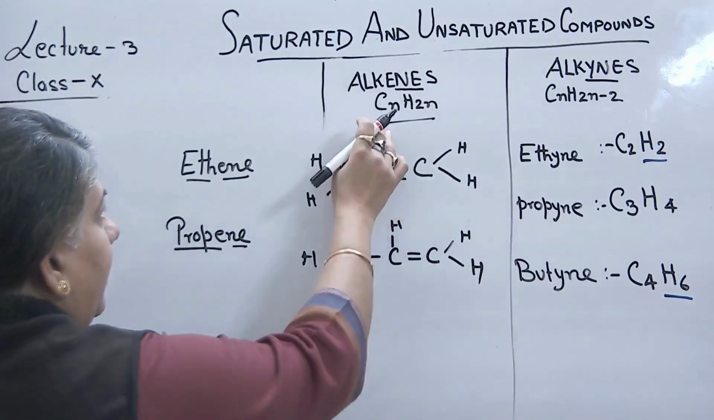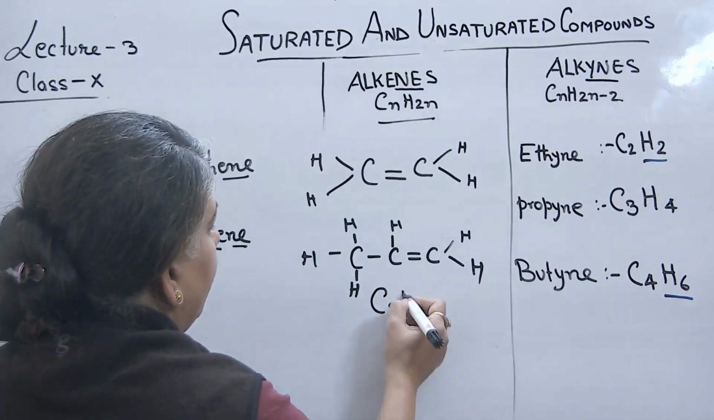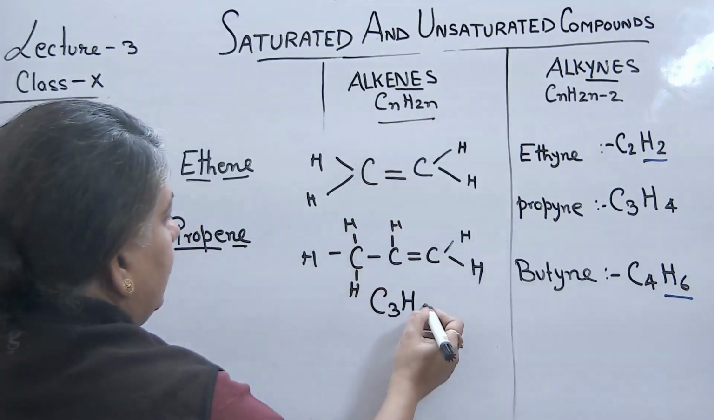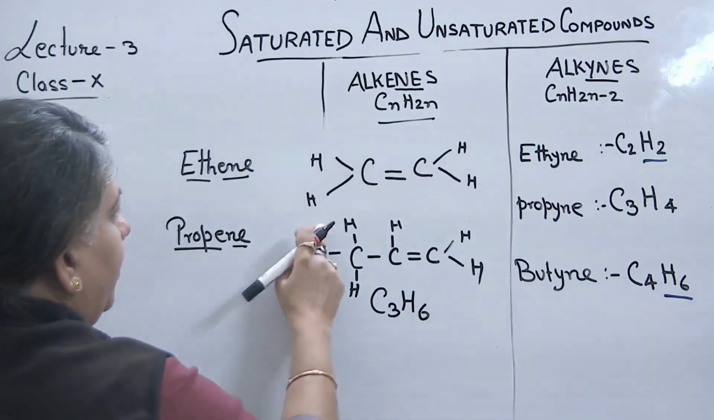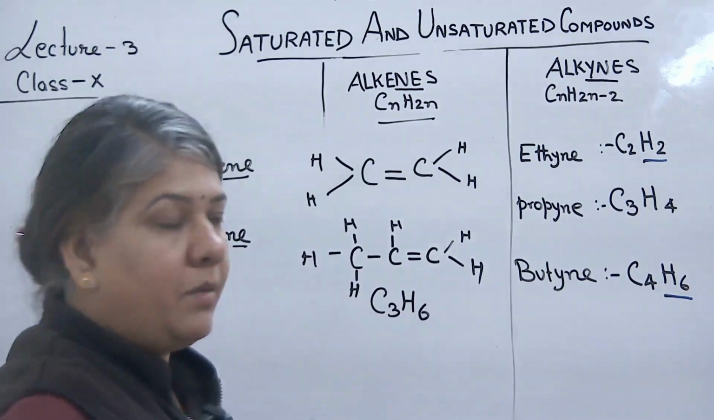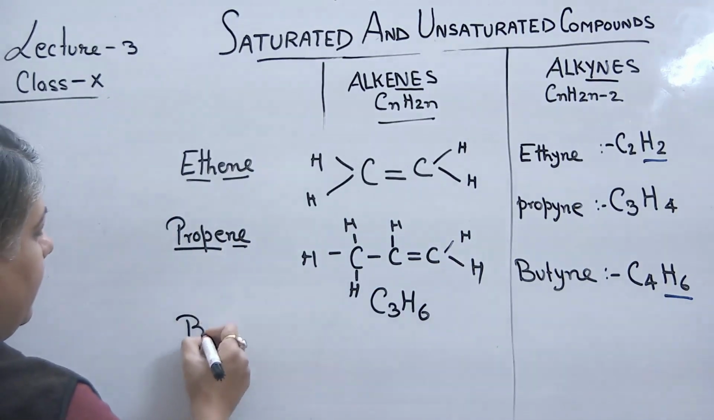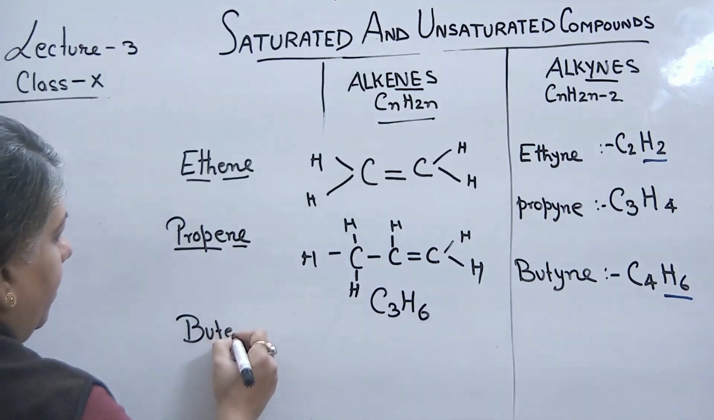So let's see, does it match with the general formula? C3H6. Let's count 1, 2, 3, 4, 5, 6. 6 hydrogen and 3 carbon. Okay, propene, then butene.